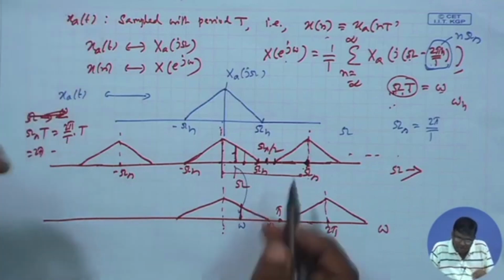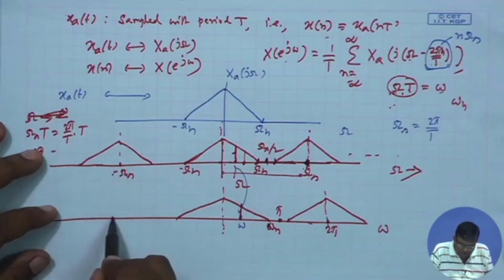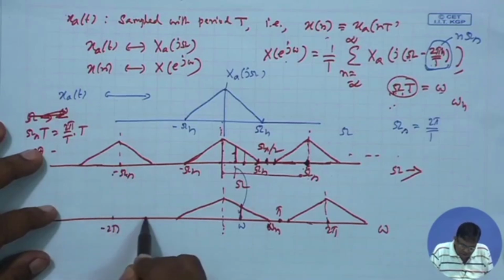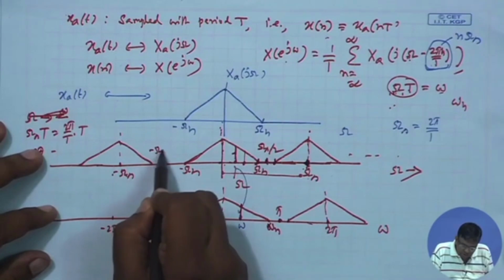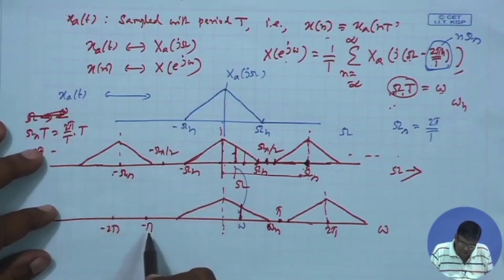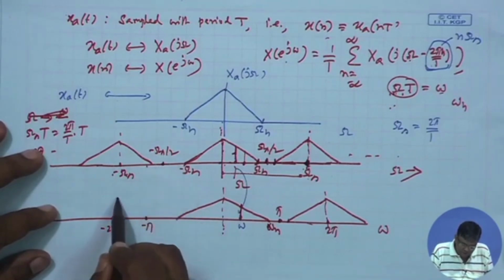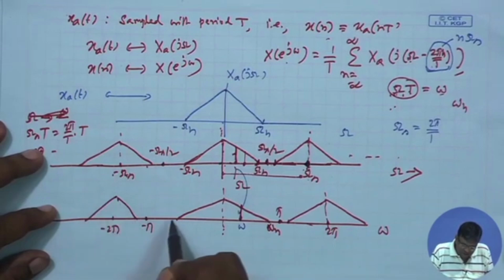By the same way, if it is capital omega s by 2, similarly minus capital omega s by 2, which I call half sampling frequency, will map to minus pi. This is in between the two. So, this is also in between the two. This will be mapped like this.